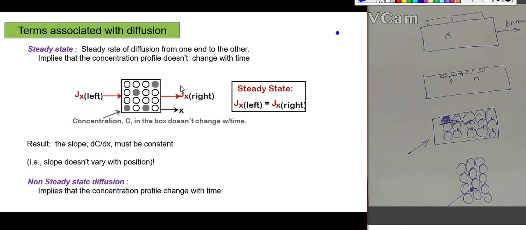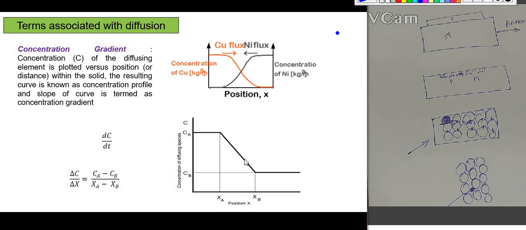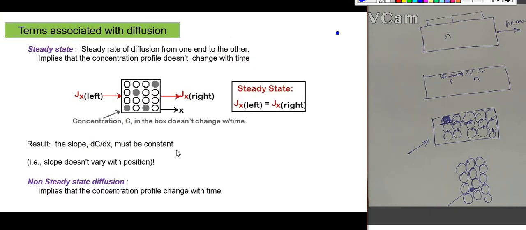Here we can see in this diffusion, if you take this rectangular box portion, it doesn't change with respect to time, or the diffusion flux on the left hand side and the diffusion flux on the right hand side will be the same. So dC by dx, the slope of this graph, will be constant, and its slope will not vary for a steady state diffusion. And in the case of non-steady state diffusion, the concentration profile varies with respect to time.